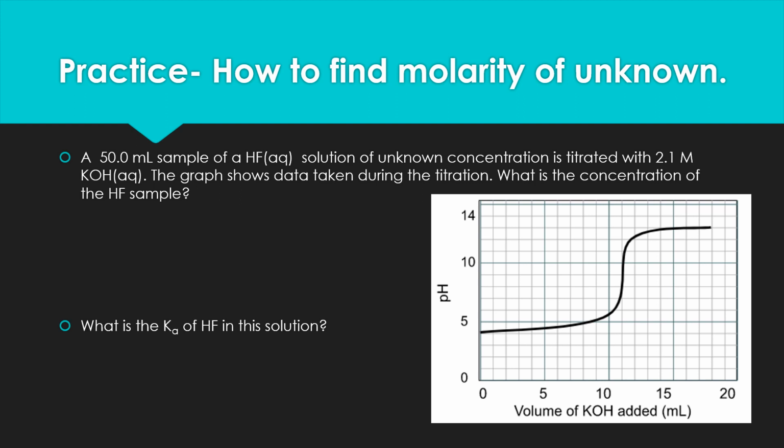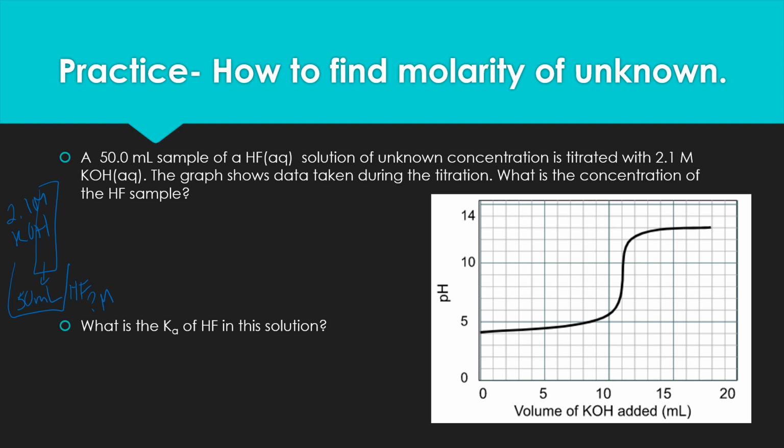So let's take a look at the information we're given. We've got 50 milliliters, so I like to draw just a little sketch of what's going on. I've got 50 milliliters of acid, my acid, HA, or we can now go ahead and write the formula HF. We do not know its molarity, so question mark molarity. It is titrated, so that means the chemical dropping into it is 2.1 molar KOH. And we've got our graph of our titration curve. So we want to know the concentration of our HF sample.